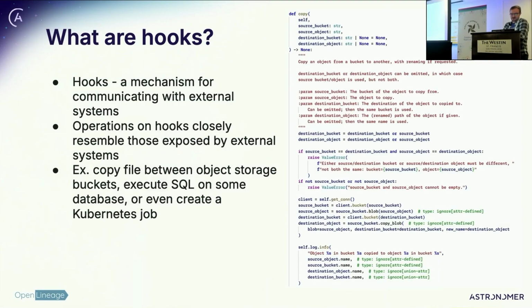Let's take a look at what hooks actually are. A hook is the Airflow mechanism for communicating with an arbitrary external system. Operators that do anything useful tend to use hooks, because the actual integration is often contained there. This one is, I think, the GCS copy method. It basically copies data from bucket to bucket, right? And you can use this directly in your code, copy the data, and OpenLineage won't know anything about it.